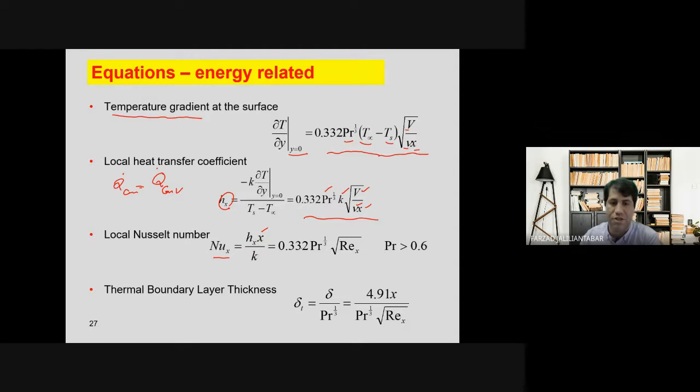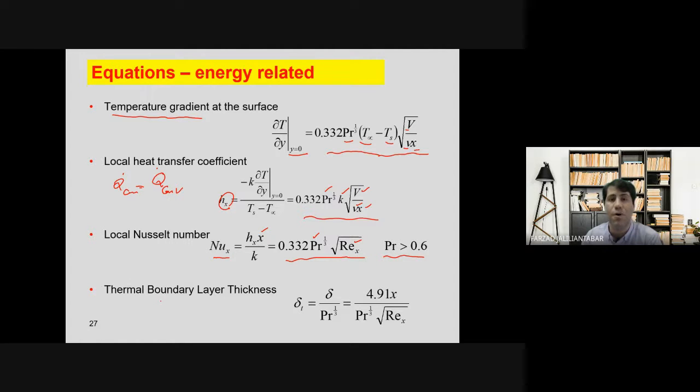If we restructure this and instead of Hx we substitute this, finally we will reach this. You can see here, the Nusselt number can be calculated only by this information, Prandtl number and Reynolds number. And Prandtl number and Reynolds number usually are given, or they need to be measured experimentally. So this equation is valid when Prandtl number is higher than 0.6. You need to notice this.